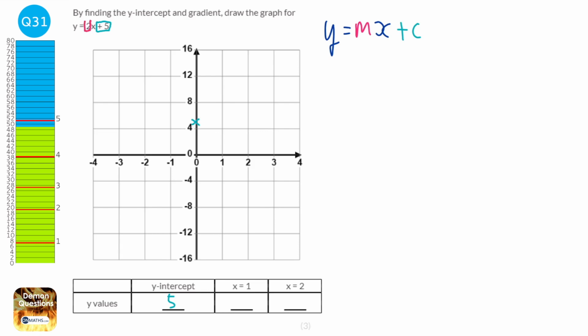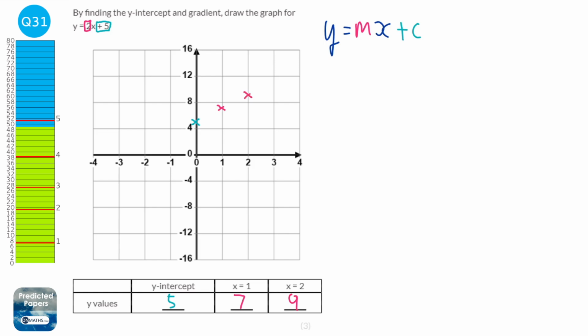And we know for every 1 it goes to the right, it's going to go up 2 because the gradient is 2. The number before the x is 2. So if we go 1 to the right, it's going to go up 2. So that would be 7. Then another 1 to the right, it's going to go up another 2. So that's going to be 9.